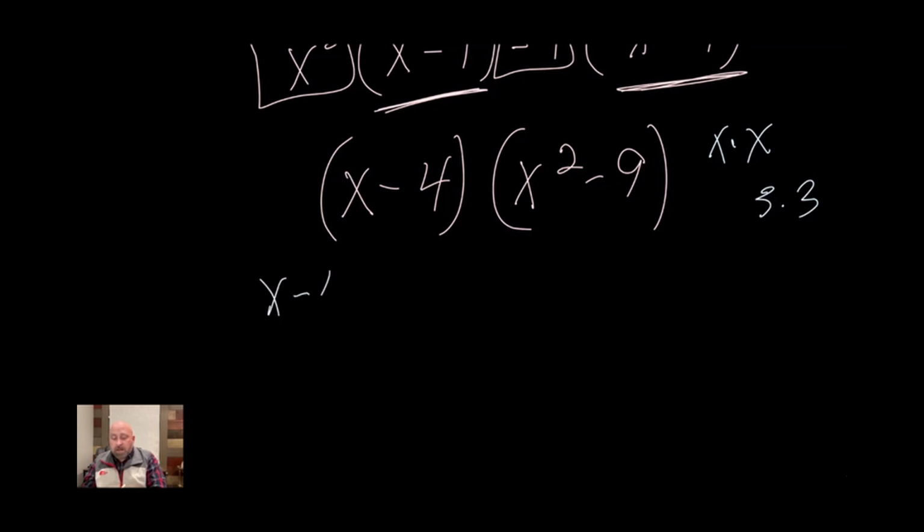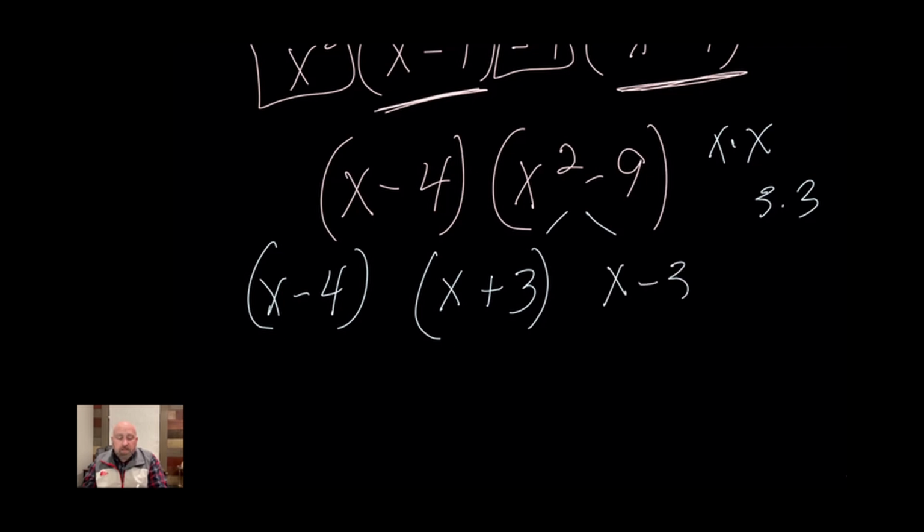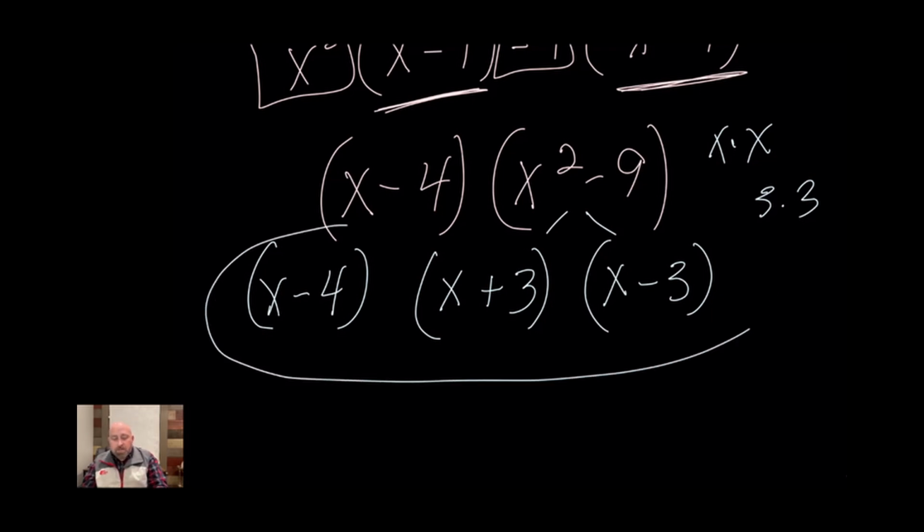So we have x minus 4. That's this one. And then this one is going to factor out into x plus 3, x minus 3. That factors out into a conjugate. Okay? And so this would actually be our answer now. X minus 4, x plus 3, x minus 3. How did we get that? We just kept following our steps. So make sure that you have those steps memorized.